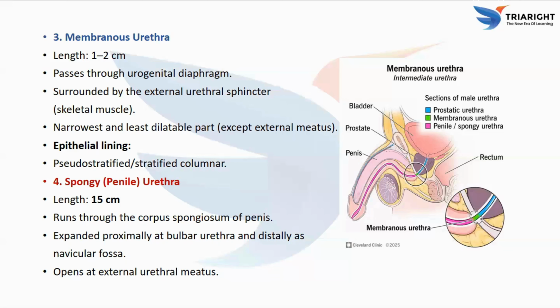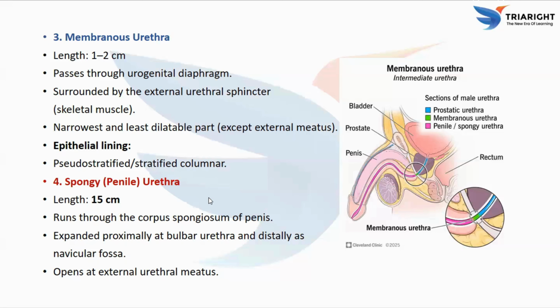And what are the other sections? The bulbar urethra, which is the proximal part and slightly expanded, and the navicular fossa, which is the distal part near the tip, another widening. The function of the spongy urethra is to carry urine and semen out of the body. It is covered by pseudostratified columnar to stratified squamous epithelium near the external opening.